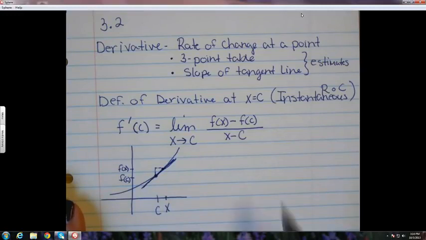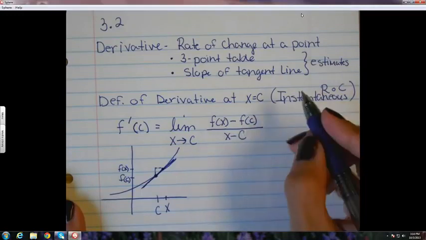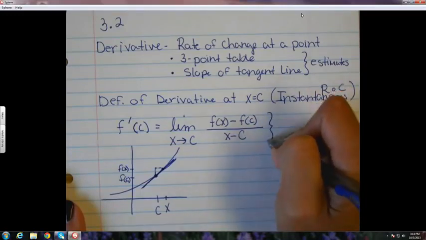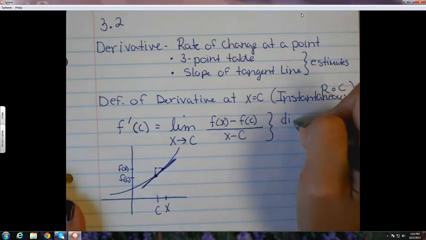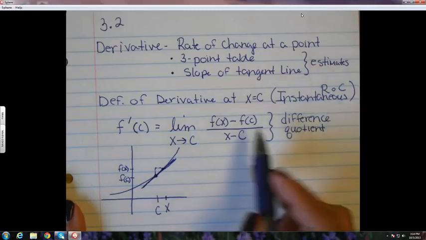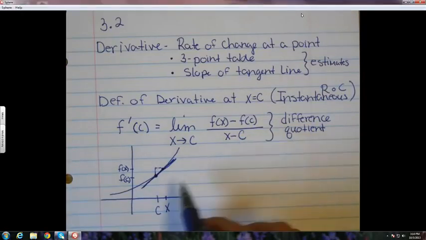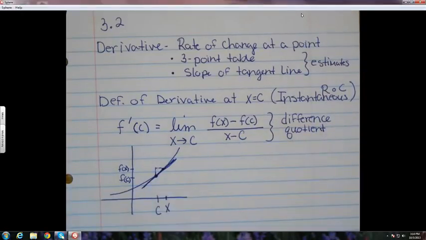So this little quotient here is called the difference quotient. And all it is is change in y over change in x. It's doing the slope of the tangent line at that value of c. So let's see how this works.